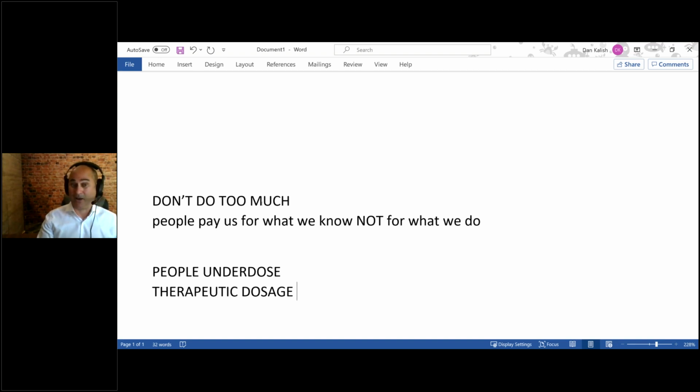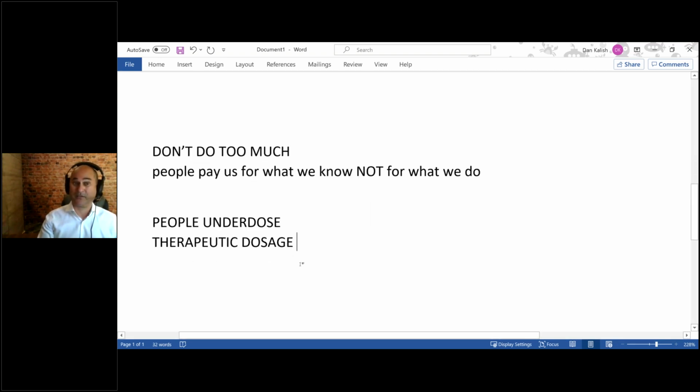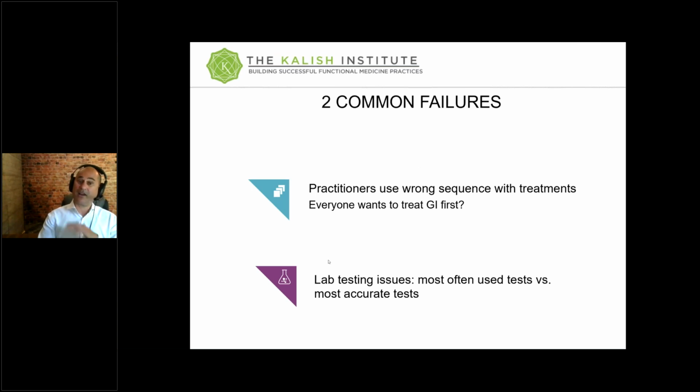I didn't know that I was learning from these people that were really aggressively dosing, but you have to get to therapeutic dosages. Underdosing somebody with the right program is not going to work, okay? So those two things: don't do a lot, just be really specific, and then get people the right amount of the specific thing. Don't underdose. And if we can figure those two things out, you'll be super successful. Those are the two main problems I see in our industry right now.